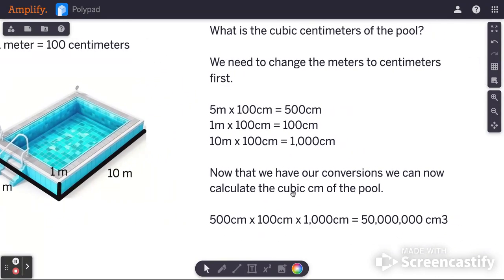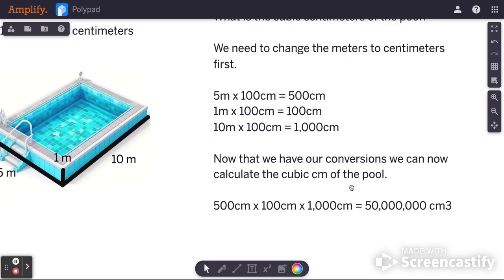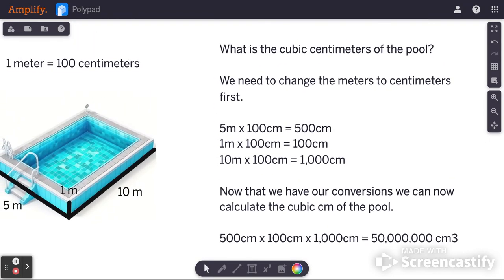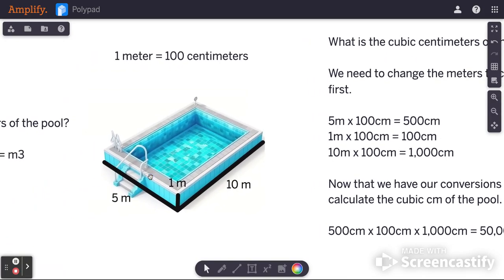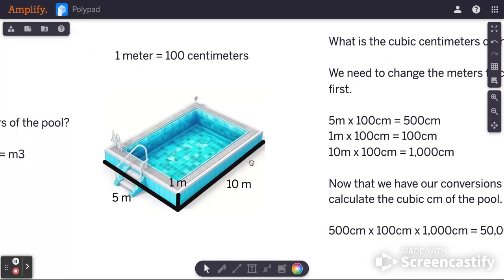We can now calculate the cubic centimeters of the pool, which is going to be a bigger calculation. So we might need some help with that, but we can figure that out. 500 times 100 times 1,000 is going to give us 50 million cubic centimeters. And then I can figure out how many chemicals I need to make sure my pool is going to be safe and fun to swim in.